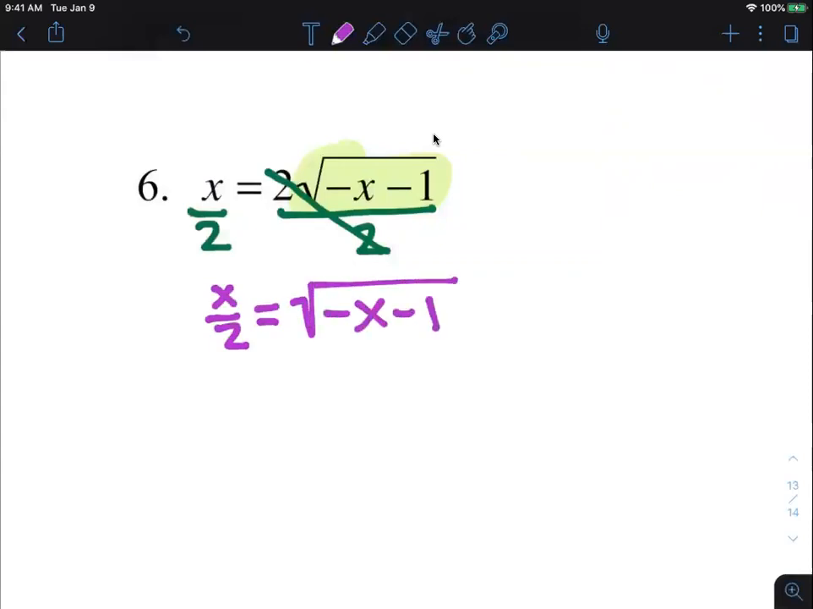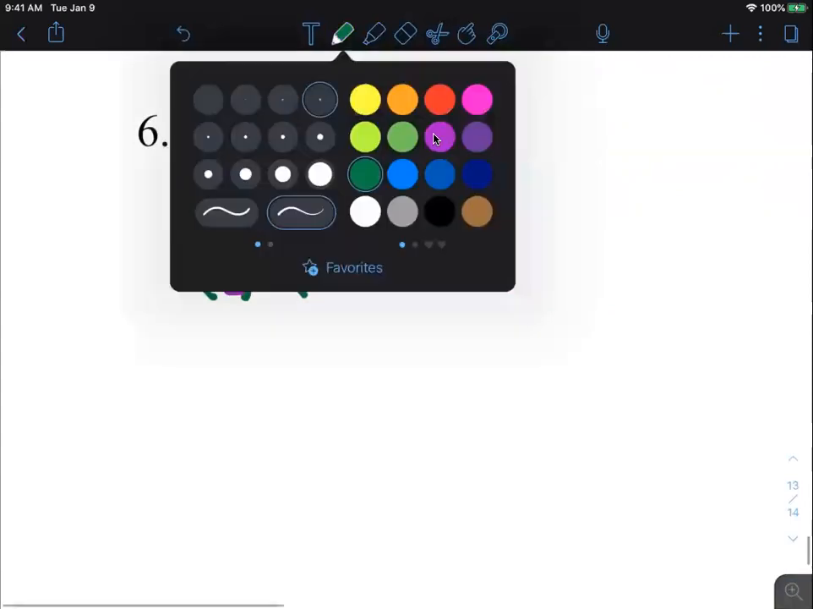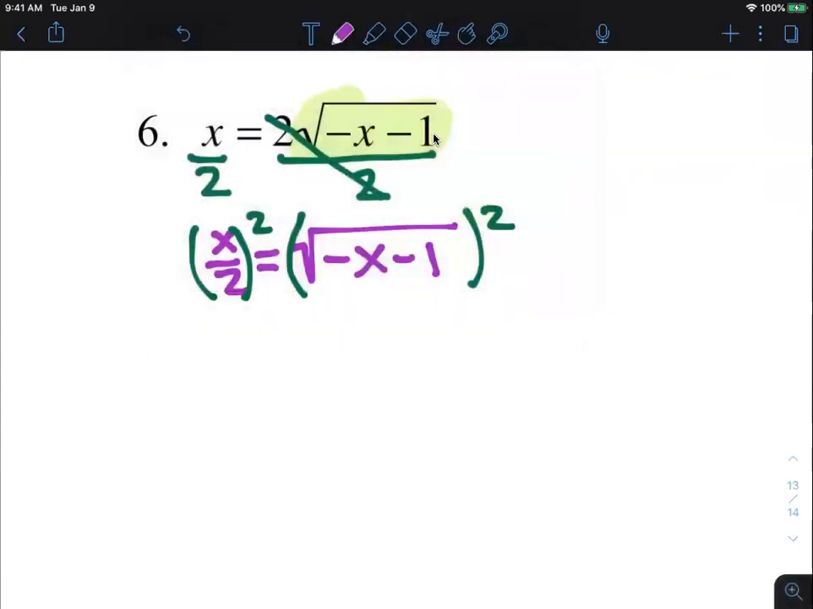At first, this kind of looks like our other problem, but there is a difference with this one. The next step, hopefully you know what to do. You're going to go ahead and square both sides because we want to get rid of the square root. So that's going to end up giving us x squared over 4, because remember you have to square both parts, equals negative x minus 1.